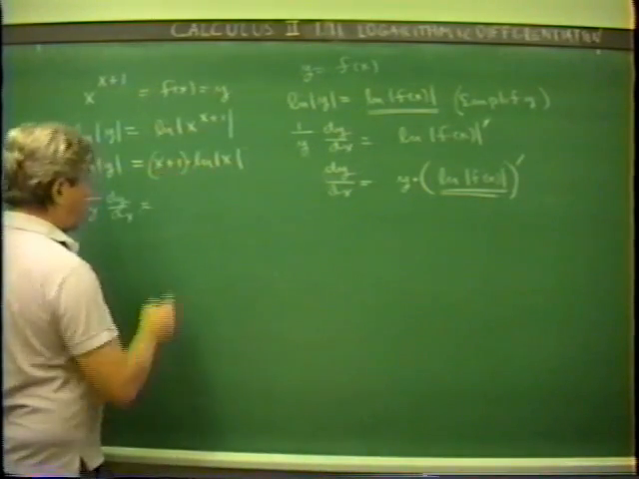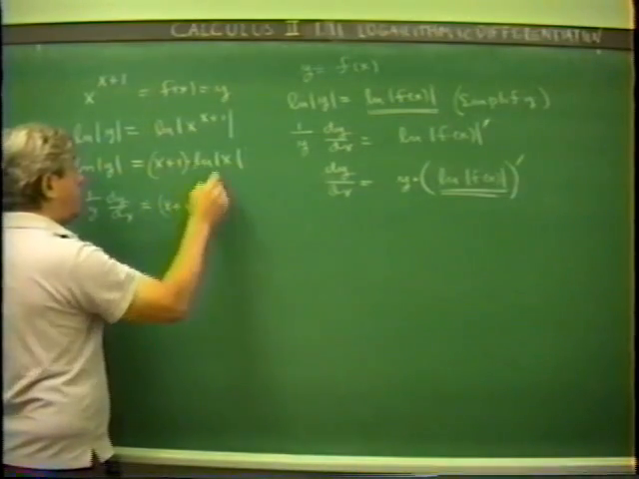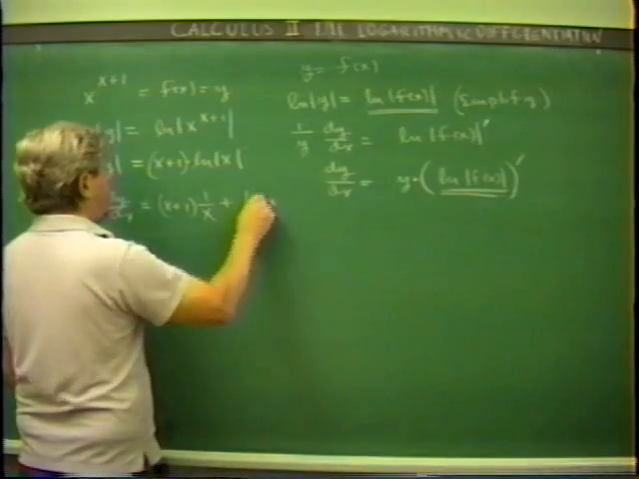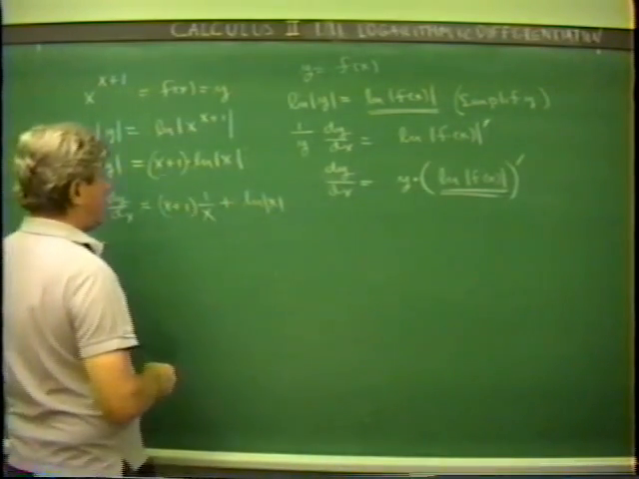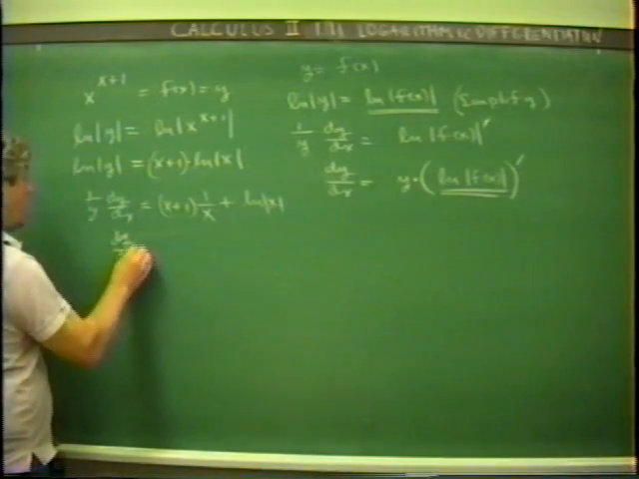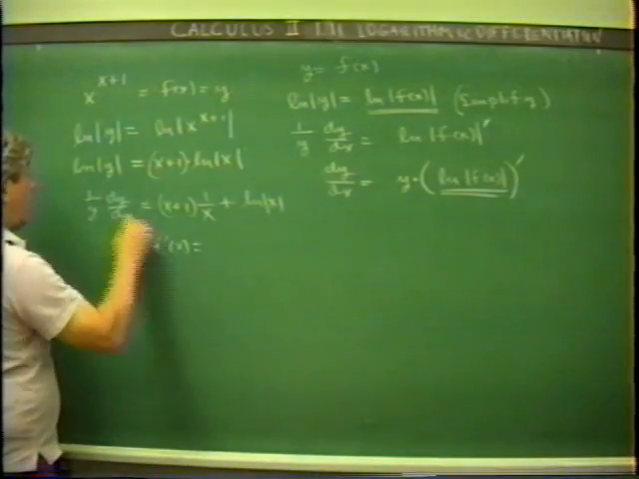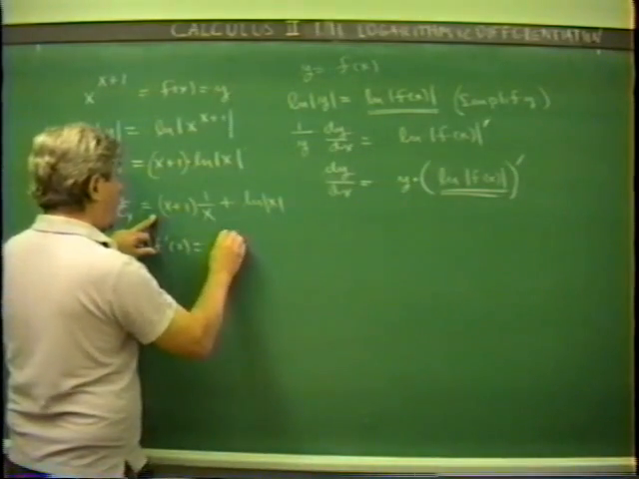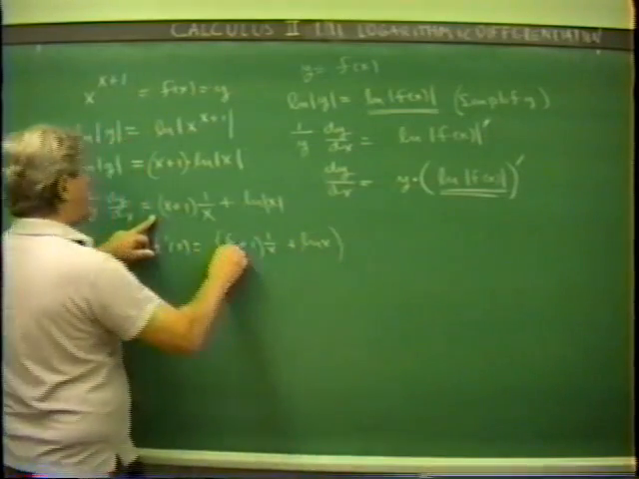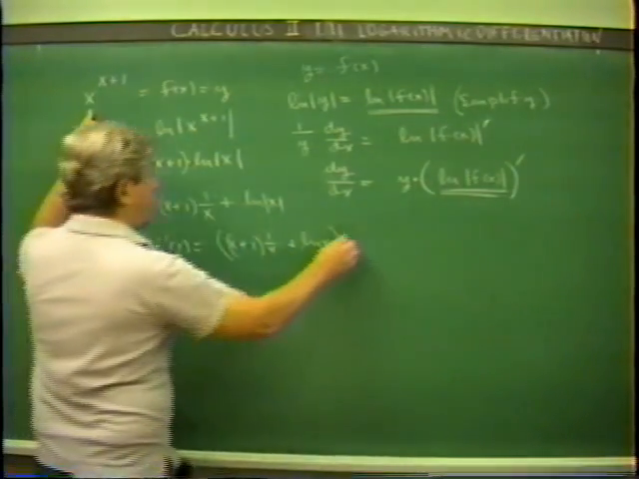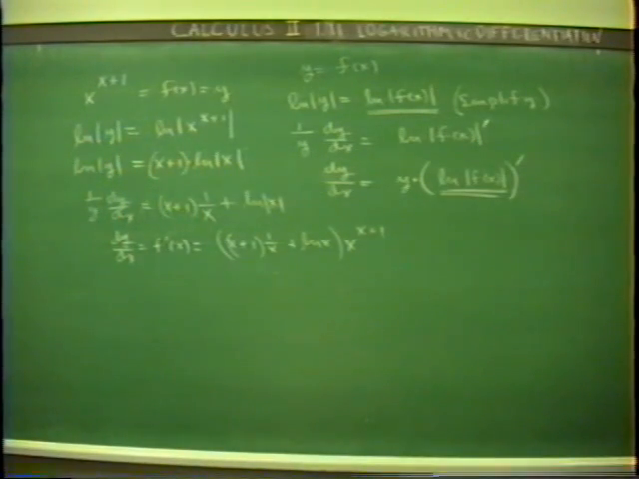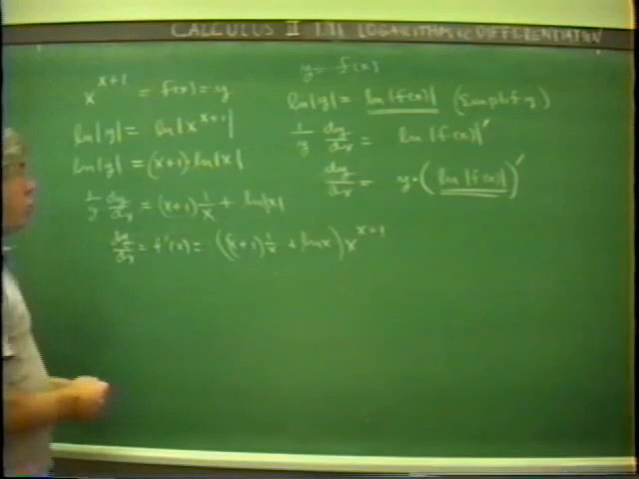And now differentiating here, we get 1 over y dy dx is equal to, this is a product, so we've got the first times the derivative of the second, plus the second, log absolute x times the derivative of the first. All right? So now multiplying both sides by y, we get dy dx, or f prime of x, is equal to this quantity, times the original function, x to the x plus 1.